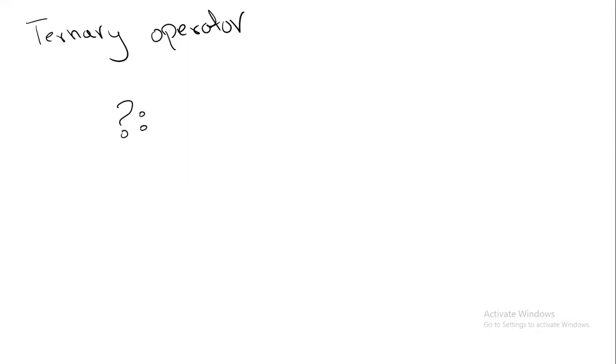So what is the syntax of a ternary operator? One example I can give you will be something like this: int a = true ? 5 : 50. This is how the example is.